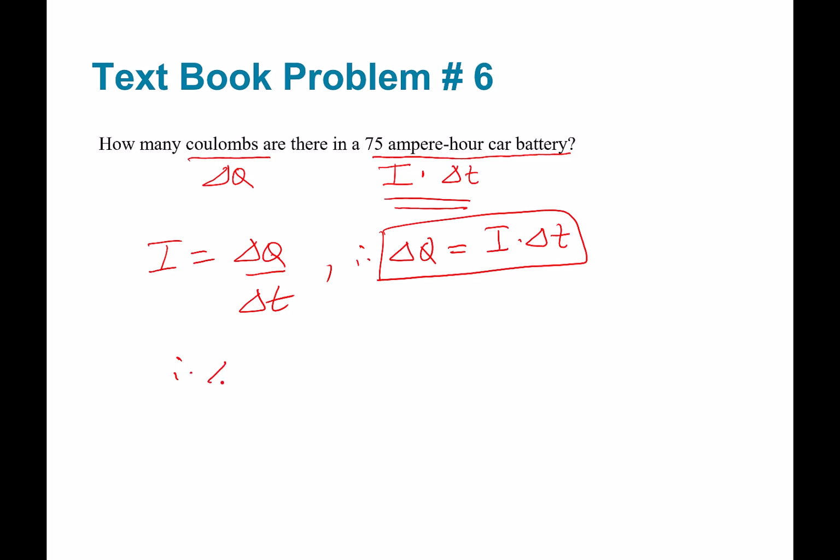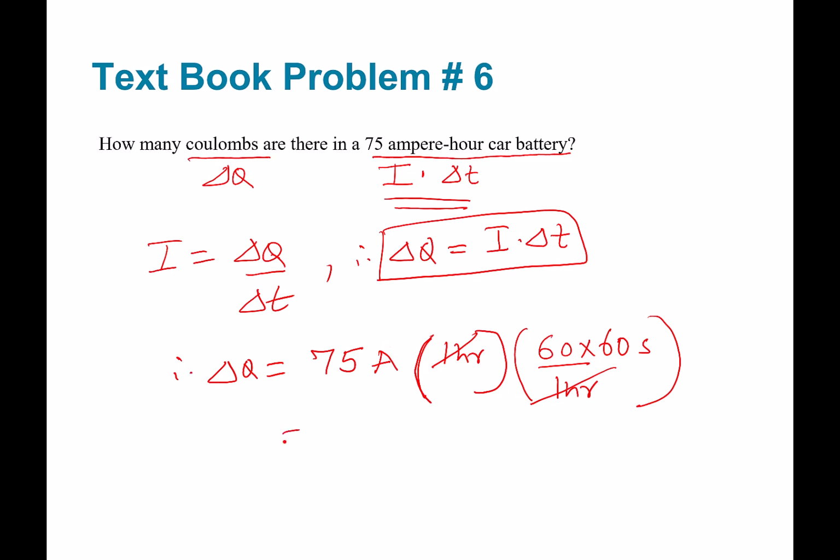So therefore your delta Q will be 75 amperes multiplied by 1 hour. So 1 hour, but you don't want to have an hour in the coulomb, and we want to have the answer in seconds, only then we have the ampere in there. And 1 ampere is coulomb per second, so we'll come to that. 1 hour is, you want the 1 hour going away, and you know it is 60 minutes multiplied by 60 seconds.